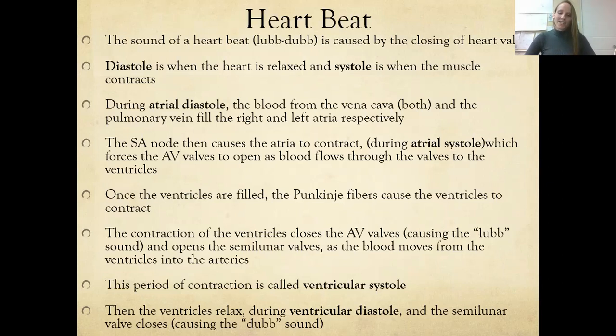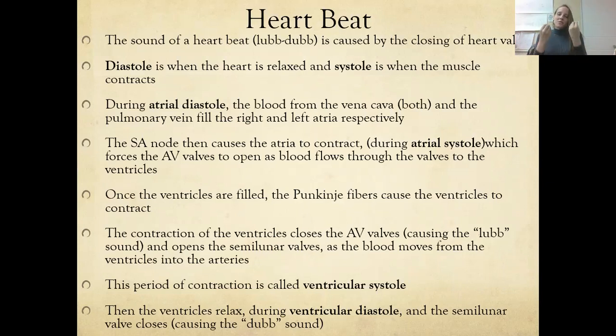Diastole is when the heart is relaxed. Systole is when the muscle contracts. So during atrial diastole, that is when the blood from the vena cava is coming in and filling the atria. It's also when the blood from the pulmonary veins is filling the other atria.